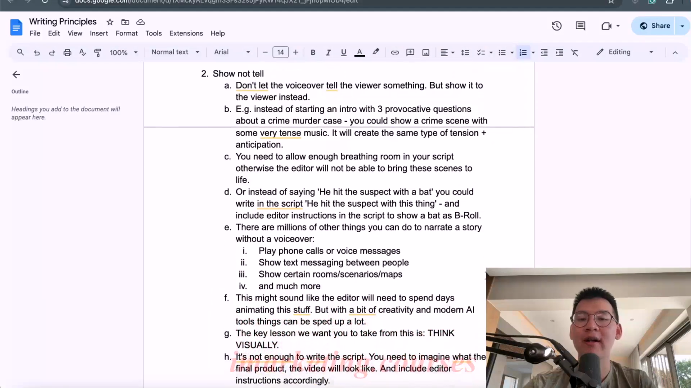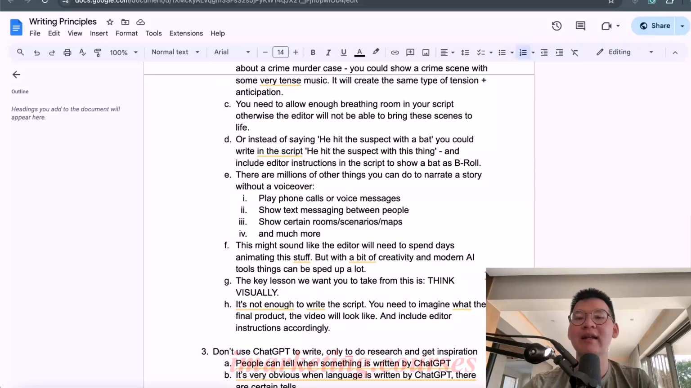So you need to allow enough breathing room in your script, otherwise the editor will not be able to bring these scenes to life. So instead of saying he hit the suspect with a bat, you could write in the script he hit the suspect with this thing, and include editor instructions in the script to show a bat as B-roll, right? So this is more like visual storytelling. There are millions of other things that you can do to narrate a story without a voiceover.